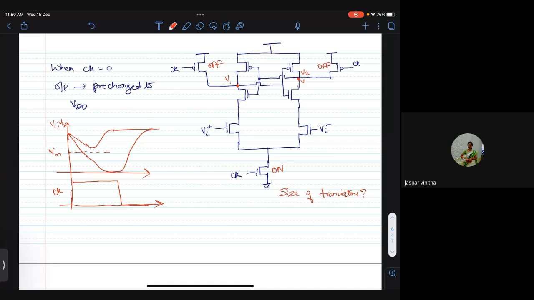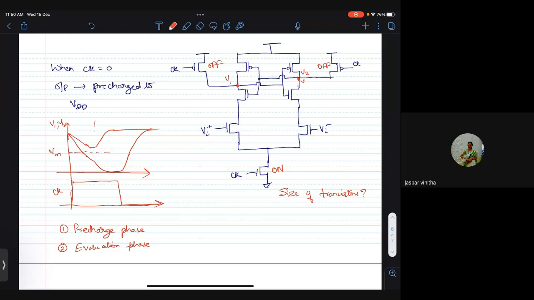The different phases are, one is pre-charge phase. Pre-charge phase is the phase when clock is 0. When clock is 0, V1 and V2 are pre-charged to VDD. Okay, so that is the pre-charge phase. Second is what is known as evaluation phase. Evaluation phase is the phase when the circuit evaluates what is the difference in between Vi plus and Vi minus and sets up the positive feedback inverter with that initial condition.